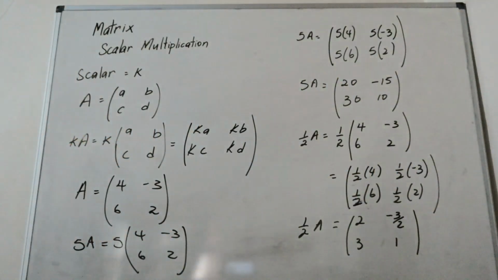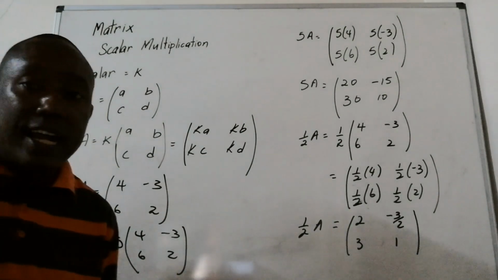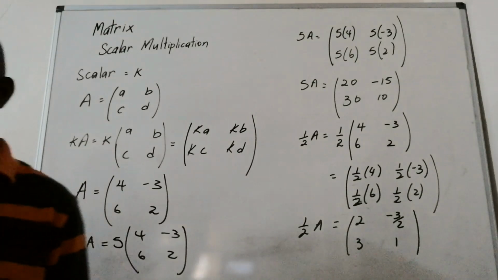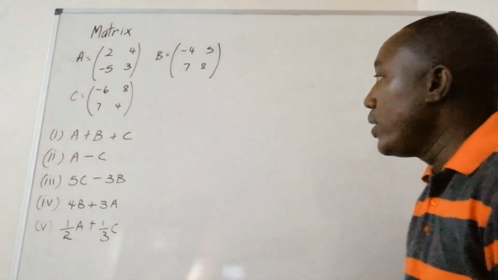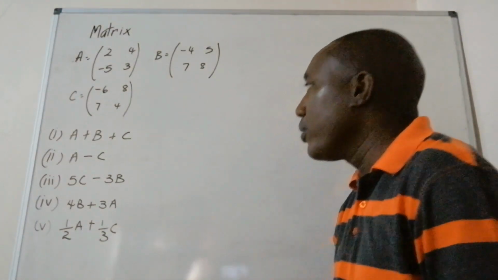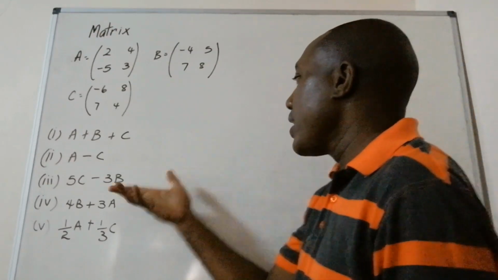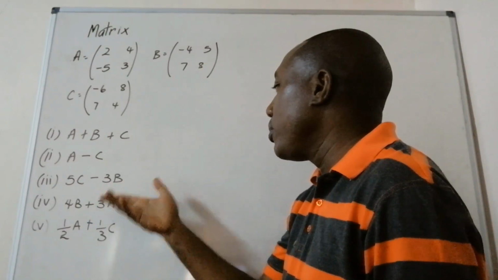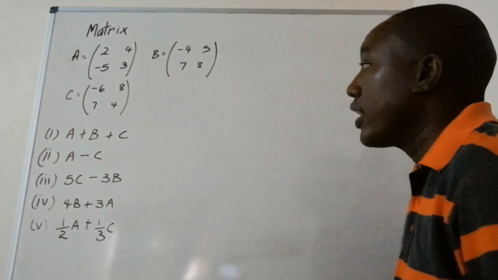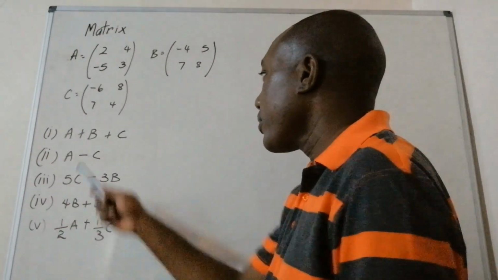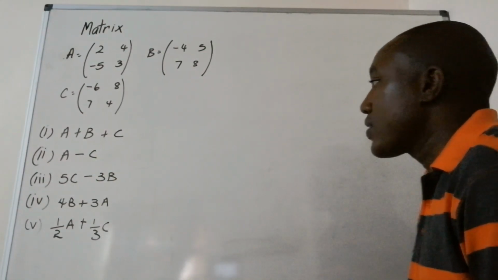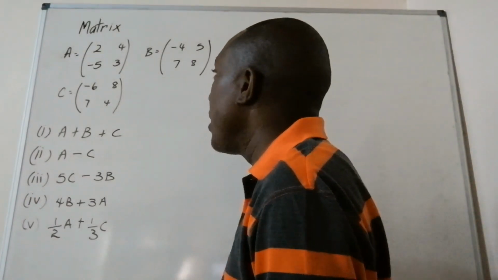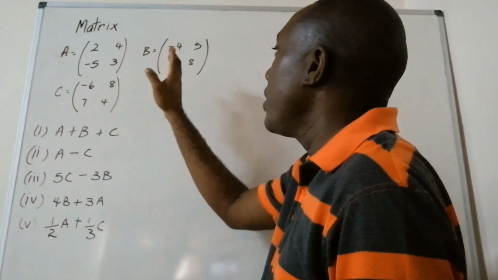So let's do some more examples of multiplication by a scalar and addition and subtraction of matrices. Alright, so what we will do in this exercise is work some examples of addition and scalar multiplication combined with addition and subtraction. So in the first example, we're asked to find A plus B plus C.